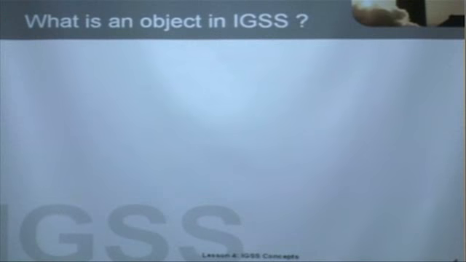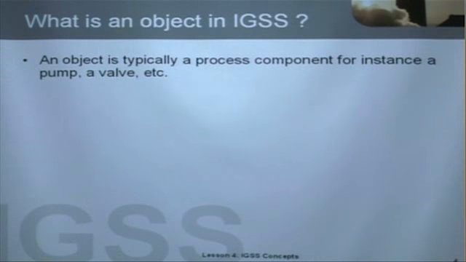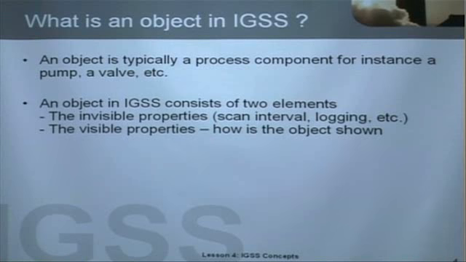What is an object in IGSS? An object in IGSS is typically a process component. For instance, a pump, a valve, a flow meter, a level meter, etc. An object in IGSS, we say, consists of 2 elements. The invisible properties, such as the scan interval, logging percentages, etc. And the visible properties, how the object is shown on the mimic diagram.